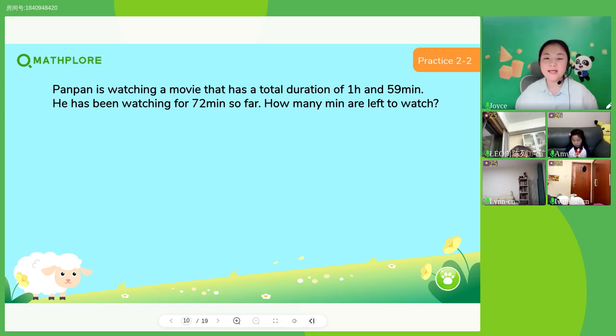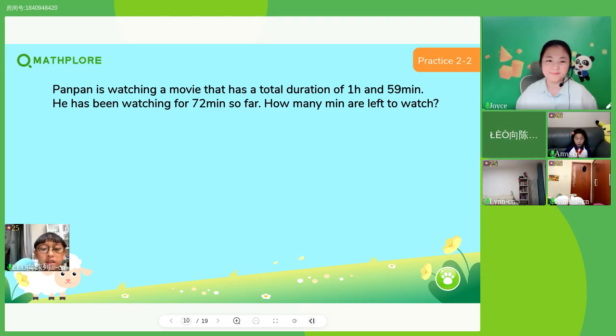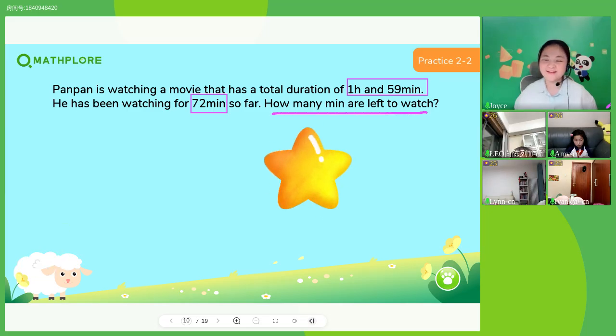Great. Okay, now let's move on to the practice problem. Firstly, Neil, let's try to read the sentence. Grandpa is watching a movie that has a total duration of 1 hour and 59 minutes. He has been watching for 72 minutes so far. How many minutes are there left to watch? Okay, like a robot, right? Very fast. Thank you, Leo.